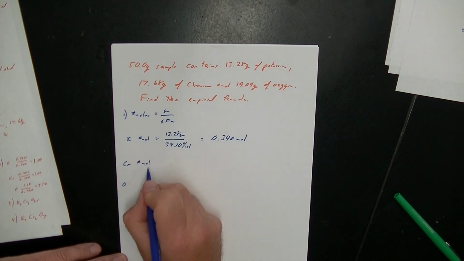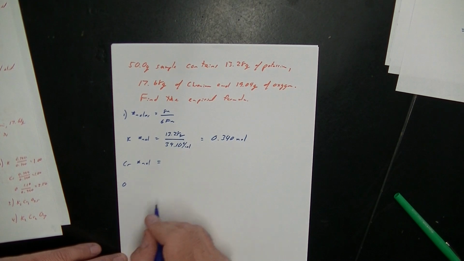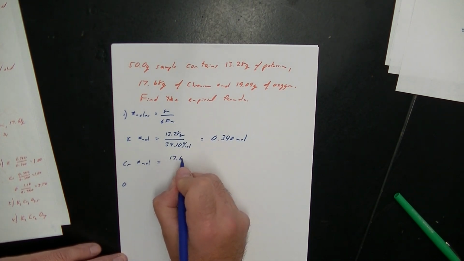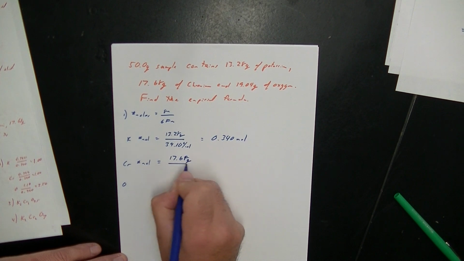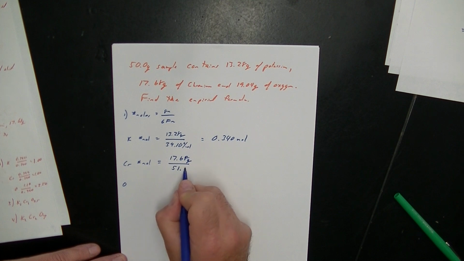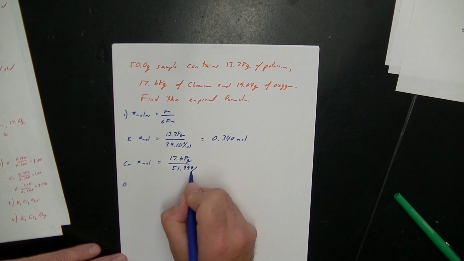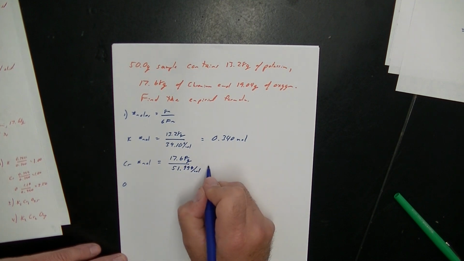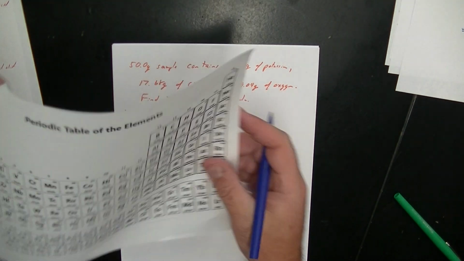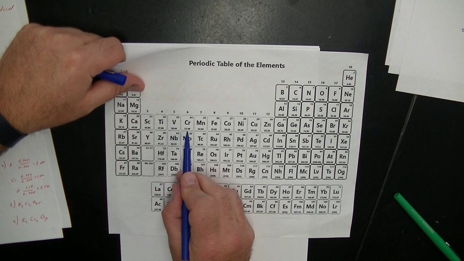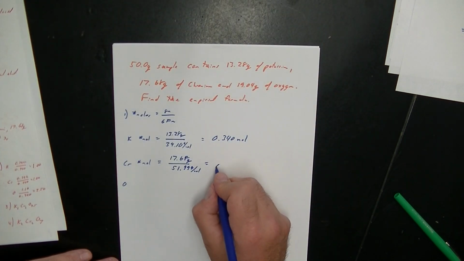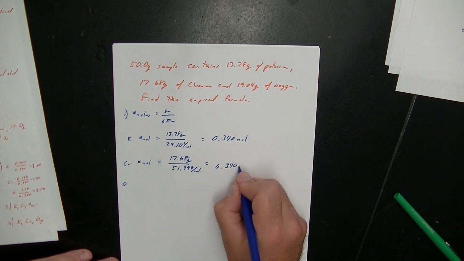We're going to do the same thing for chromium. Number of moles equals 17.68 grams divided by the GFM of chromium, which was 51.99 grams per mole. And I'm just looking that up on the periodic table, guys, right? Okay, so here's chromium, 51.99. And that's 0.340 moles.